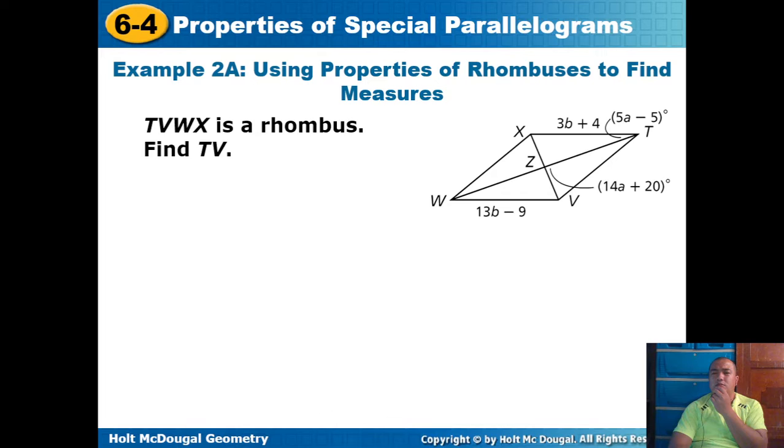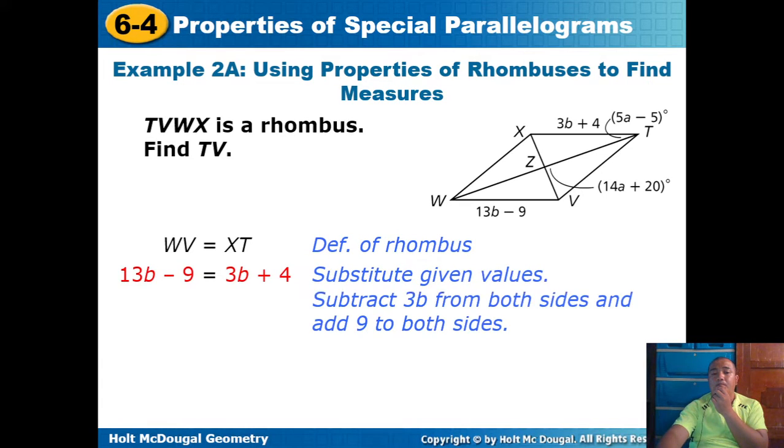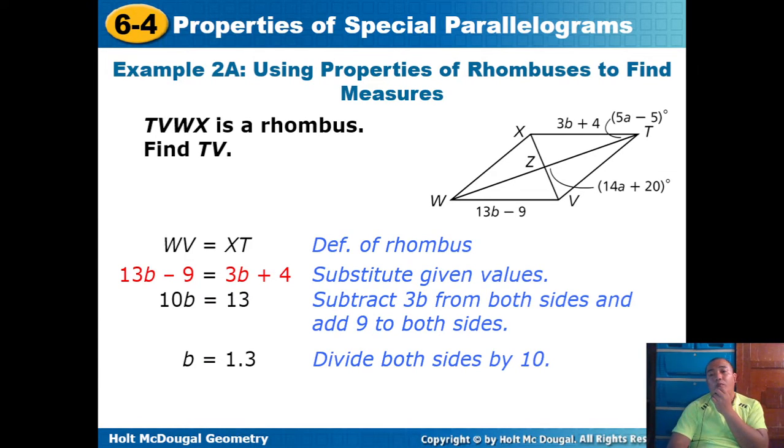What? 13. Because 13b minus 9 equals 3b plus 4. So we have 10b equals 13. b is 13 over 10, or 1.3.